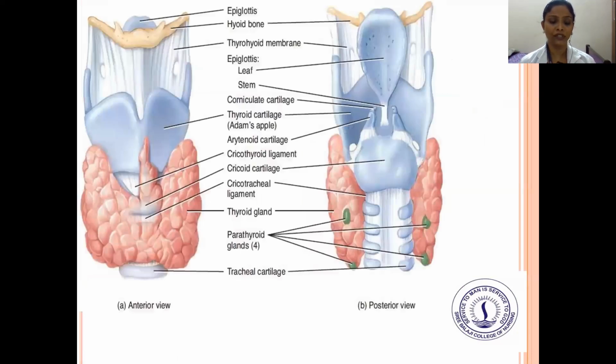So here in this picture, you can see the anterior view and the posterior view. That is epiglottis, hyoid bone, thyroid membrane, epiglottis leaf, stem, corniculate cartilage, thyroid cartilage, arytenoid cartilage, cricoid ligament, cricoid cartilage, cricotracheal ligament, thyroid gland, parathyroid gland, and the tracheal cartilage. So this is the anterior view and this is the posterior view.